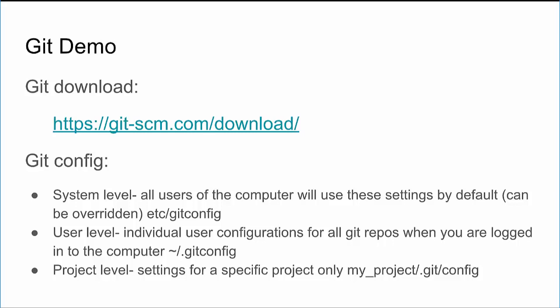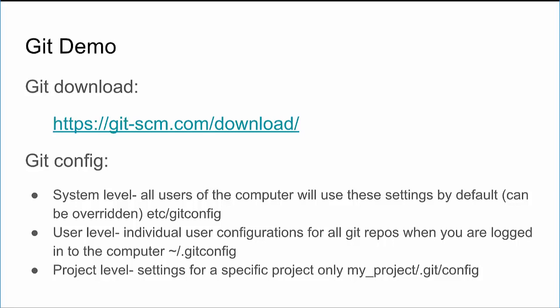Now there are several different levels of configuration file. So the system level, what this means is these are configurations for all users of the computer. They're going to use these settings by default. These, of course, can be overridden. They're usually stored in a file called gitconfig in your etc directory.